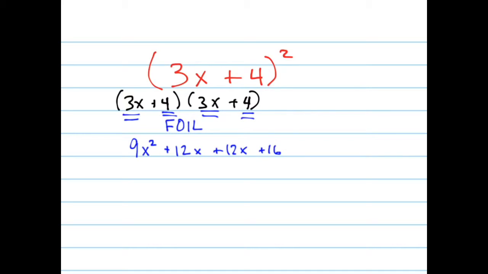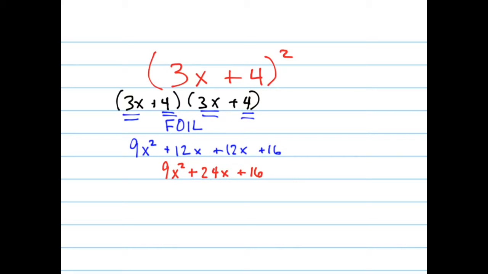Now notice, I underlined each of these as I multiplied. And so each of them has 2 lines because the 3x got multiplied by 2 things, and the 4 got multiplied by 2 things. So everything got multiplied in somewhere twice. Then I add my like terms. What do I get? 9x squared plus 24x plus 16. So if we just squared the first term and the last term, we would have got 9x squared plus 16. We would have missed that 24x, right?